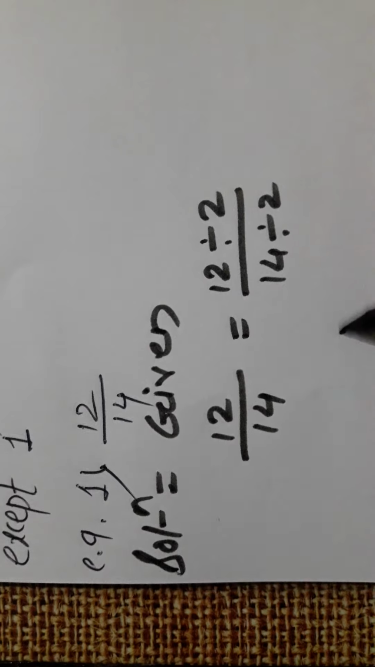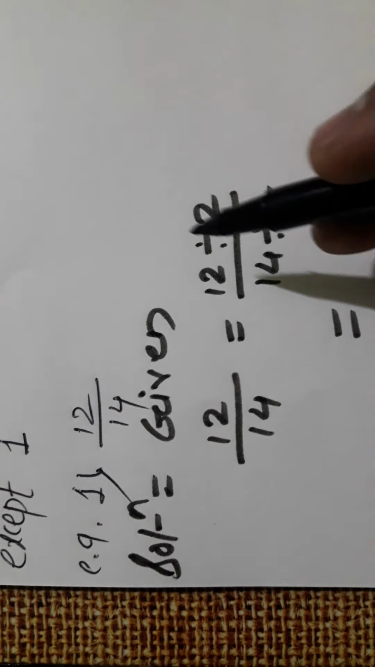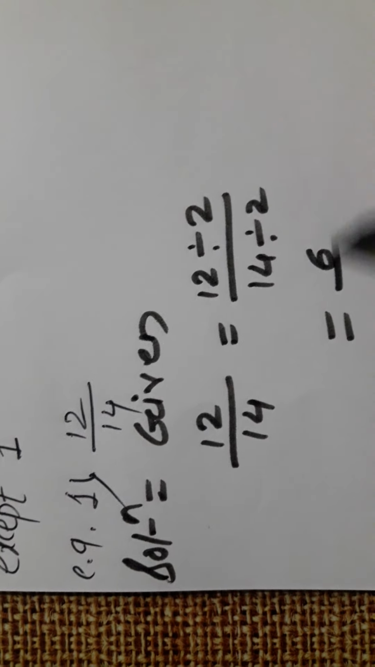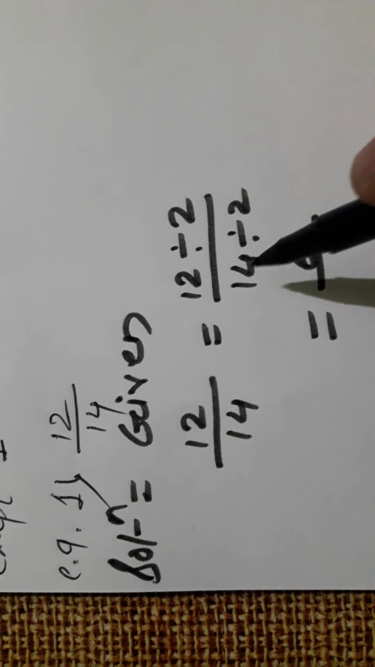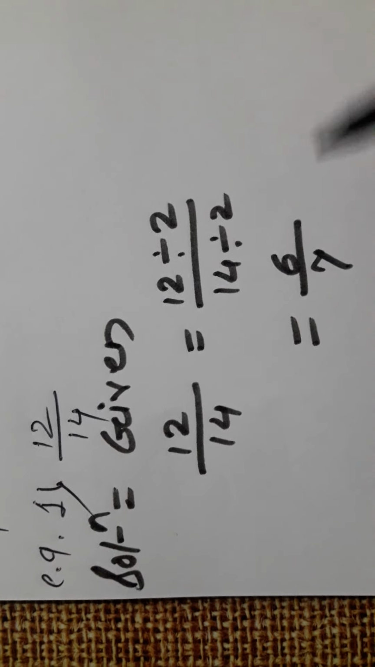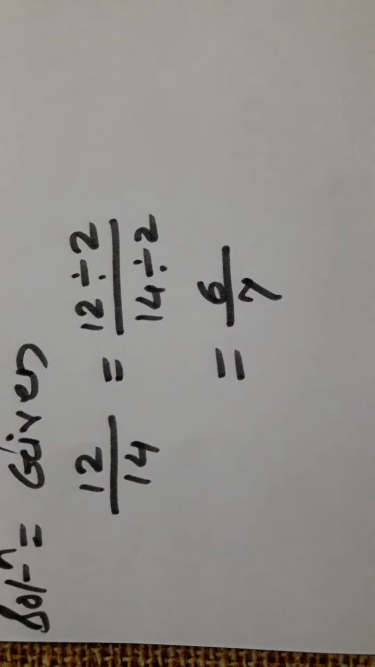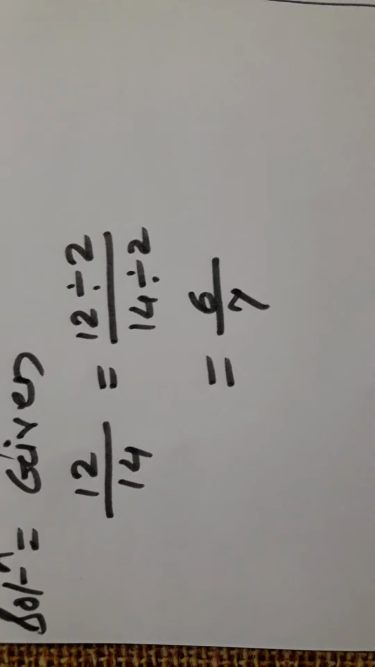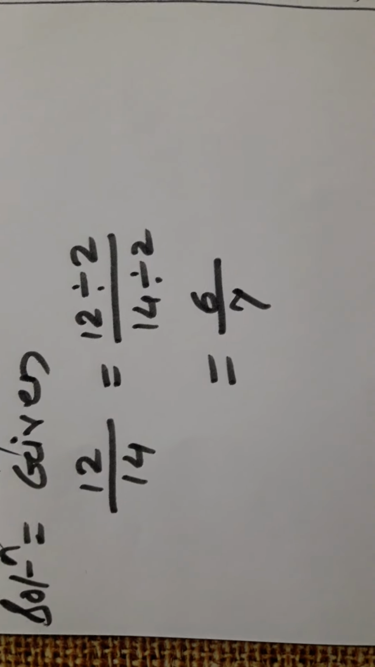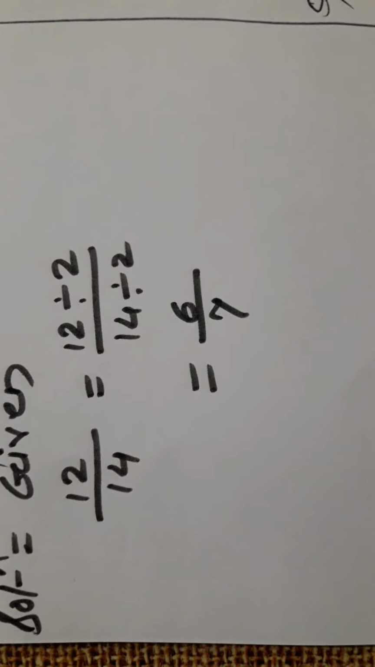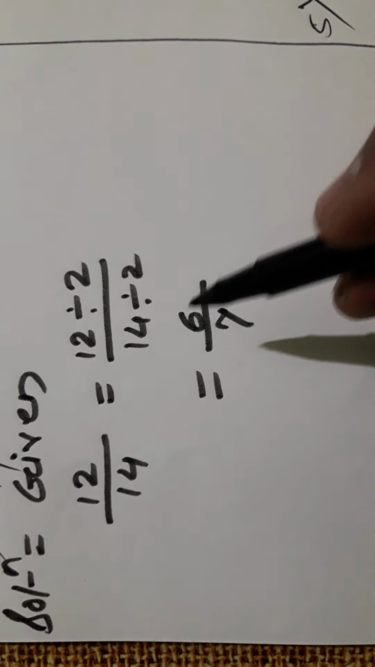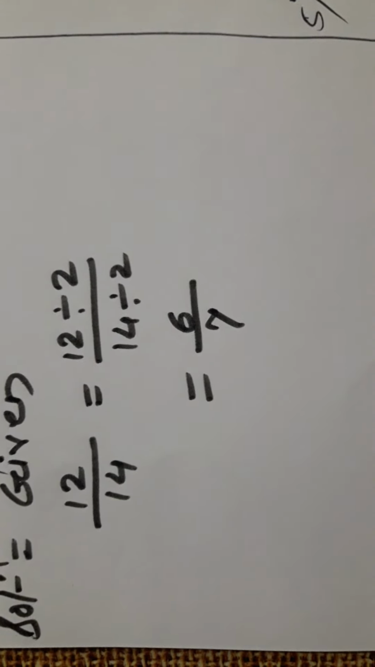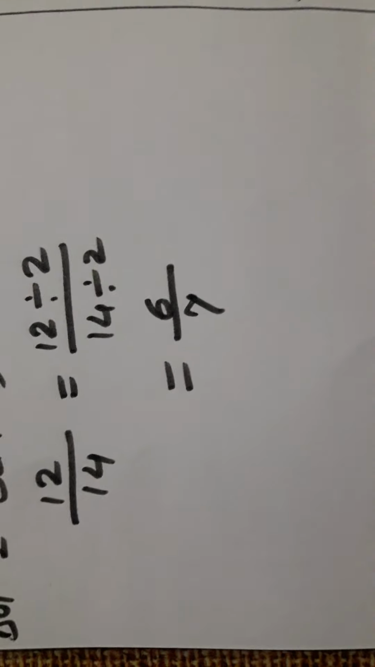Okay. What will be the answers here? 2 ones are 2, 2 sixes are 12, then 6 will be the numerator. 2 ones are 2, 2 sevens are 14, 7 will be the denominator. Now see here. Can we find another number which is useful to divide the numerator and denominator now? Now see here. Okay. Is it possible?